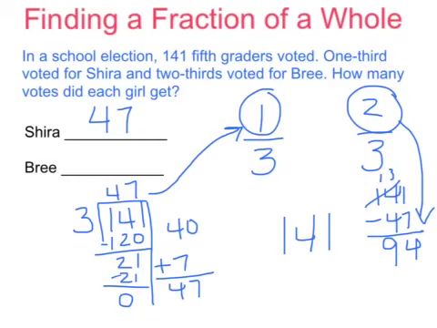Another way I can go about doing this is to simply take the number 47 and multiply it by 2, which is equal to 94. You can see that either way I get the same answer, but there are 2 different approaches that I could have taken to solve this problem. So Bree received 94 total votes.